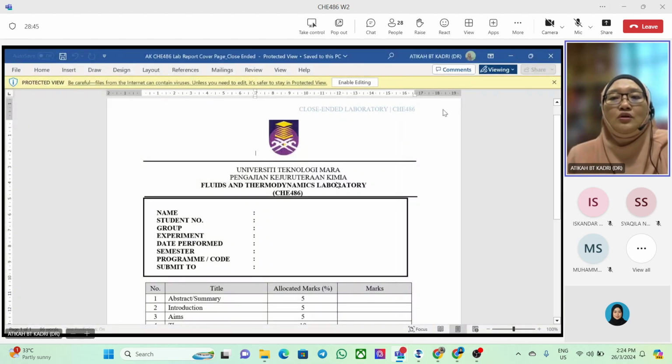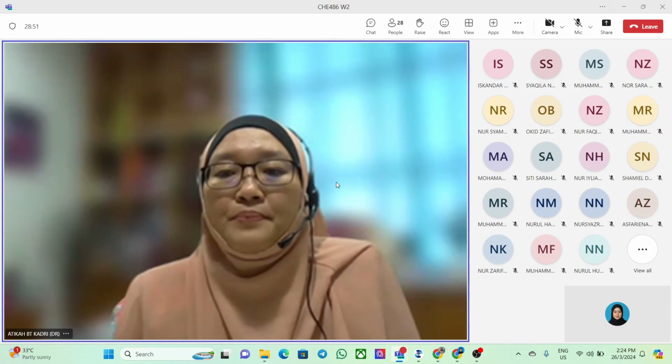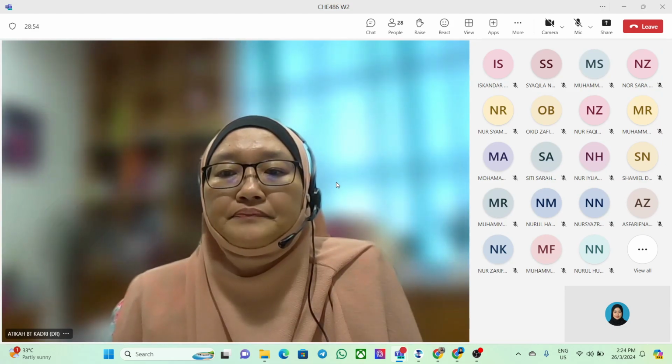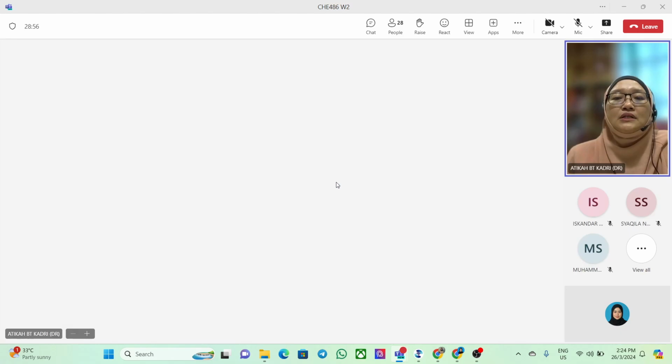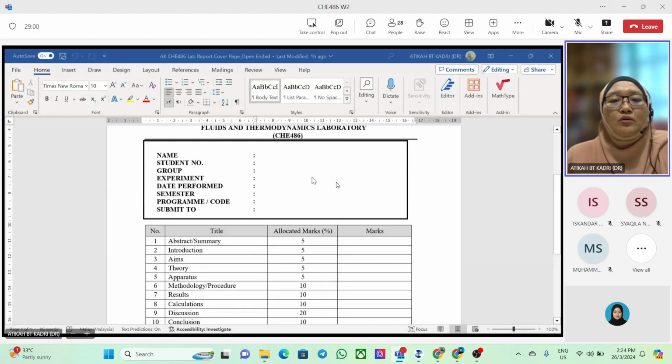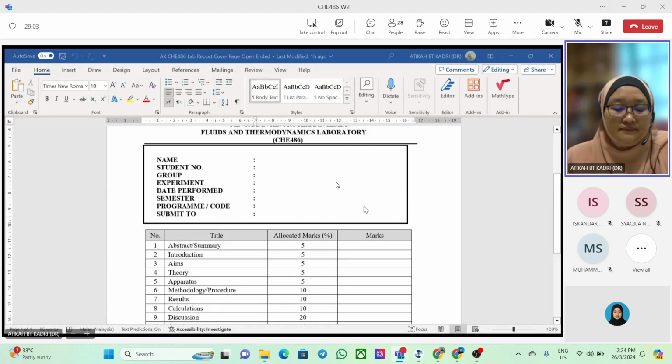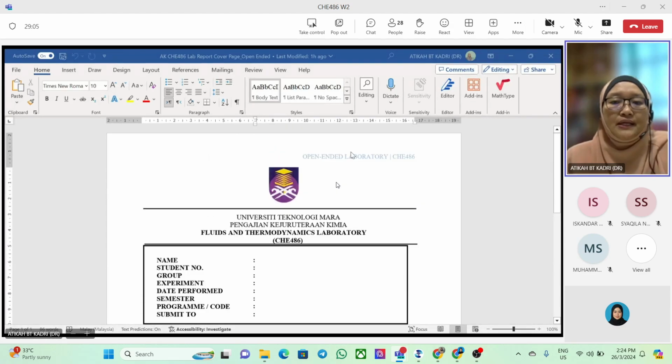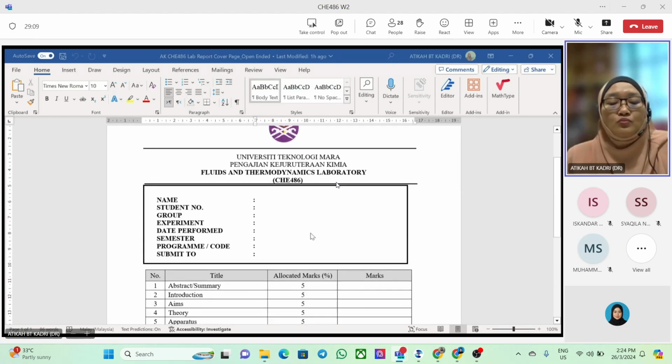Okay, so this is for a close-ended lab. For open-ended lab, it's always going to be a group work. It is written here, open-ended lab. So it's always going to be a group work, meaning the names will be of the whole team.